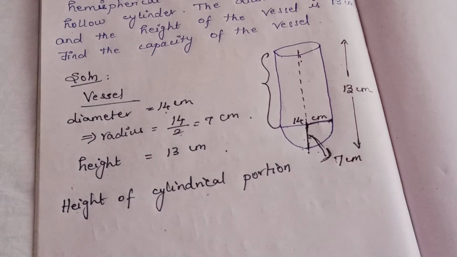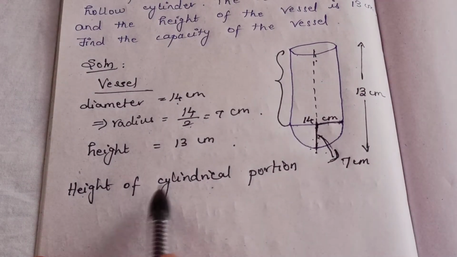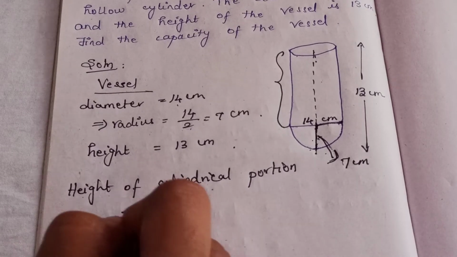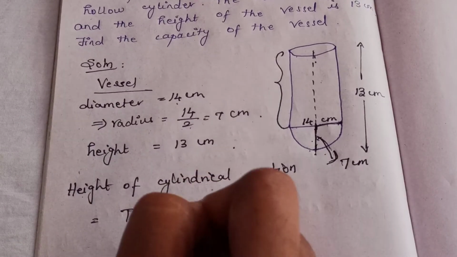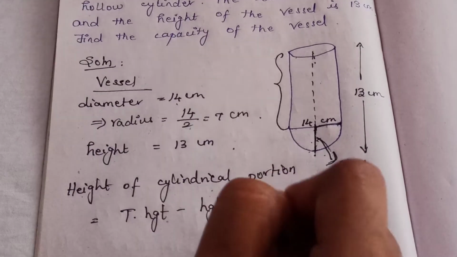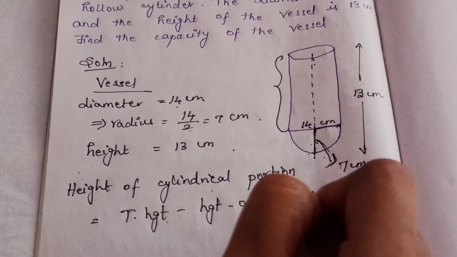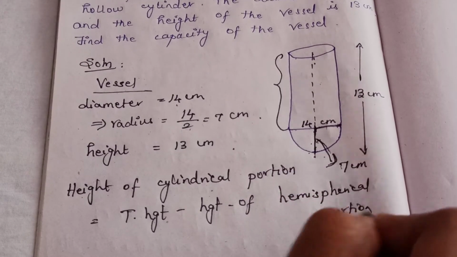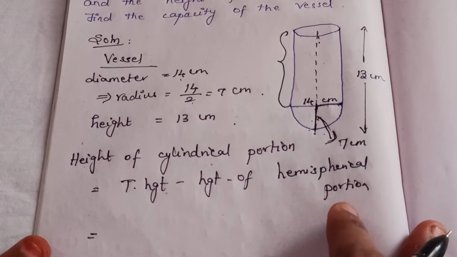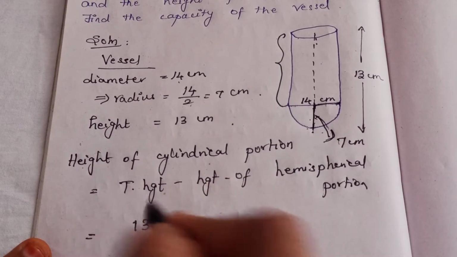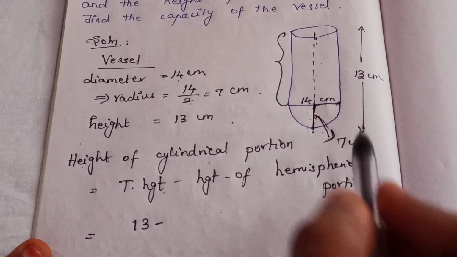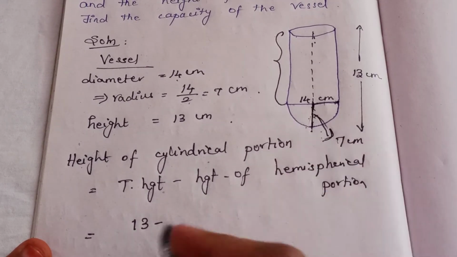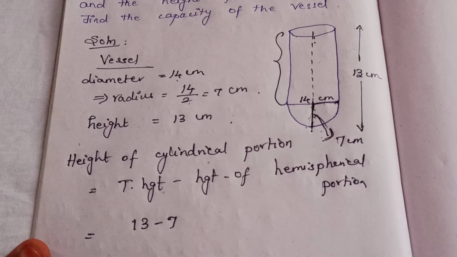7 cm. Therefore, height of the cylindrical portion equals total height minus height of the hemispherical portion, which is 13 minus the height of the hemispherical portion, which is nothing but the radius, so it is 7. So 13 minus 7 is 6 cm. So the height of the cylindrical portion is 6 cm.